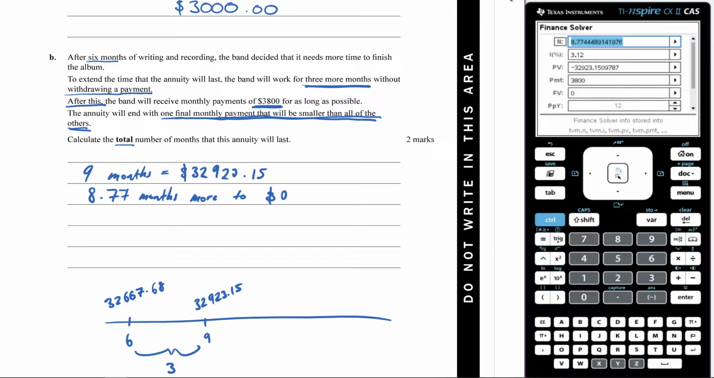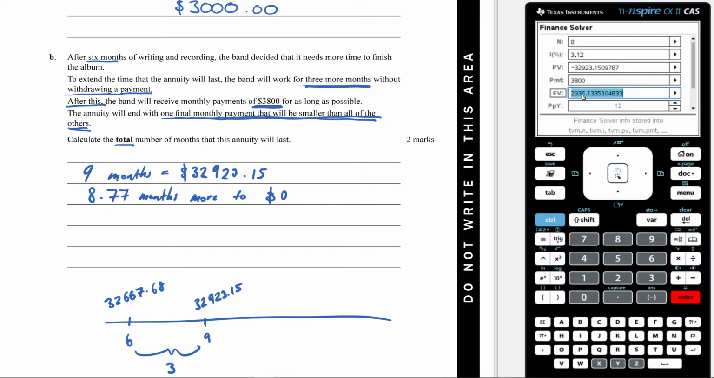Are we going to round up or are we going to round down? Whenever you're unsure about whether it's going to be 8 or 9, what you should do here is just kind of trial it. So for instance, if I put in 8, so I've rounded it down, after 8 months there's going to be $2,936 left.